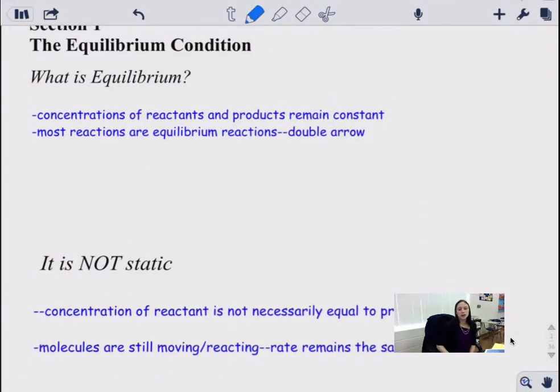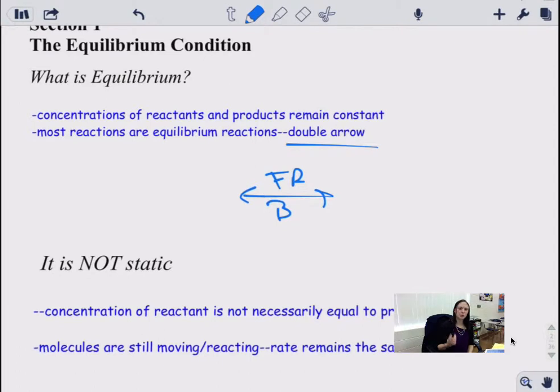Equilibrium is where the concentrations of your reactants and products remain the same. And most reactions, like I said, are equilibrium reactions. You're going to see that lovely double arrow. You have what's called a forward reaction, which is usually to the right, and you have the backward reaction, which is usually the one going to the left. So if you hear forward and backward, forward usually means to the right, backward to the left.